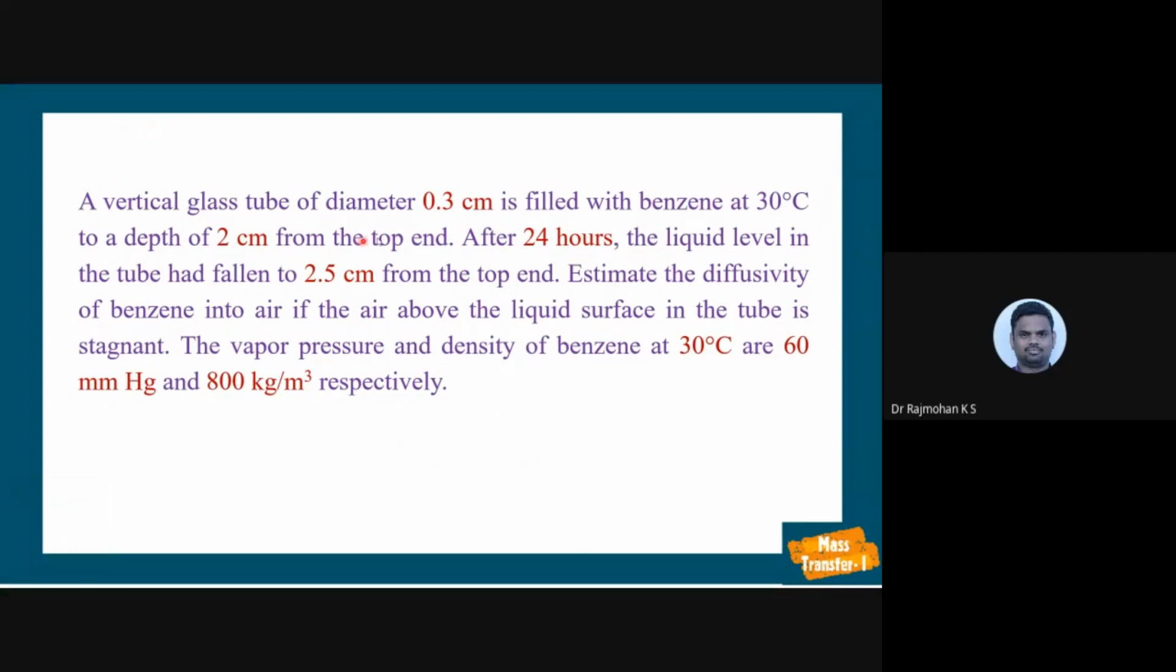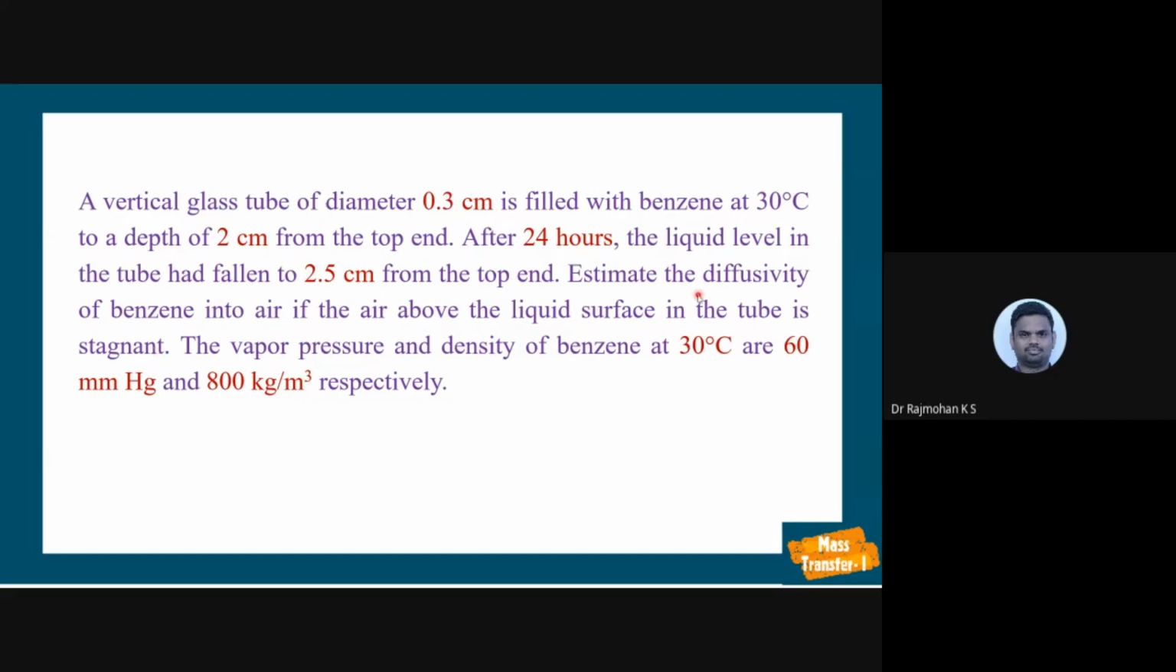A vertical glass tube of diameter 0.3 centimeters. We can start writing the given data. Diameter of the tube is given 0.3 centimeters. It is filled with benzene at 30 degrees Celsius to a depth of 2 centimeters from the top end. After 24 hours, the liquid level in the tube has fallen to 2.5 centimeters. You can see half centimeter, it takes 1 day from the top end. Estimate the diffusivity of benzene into air if the air above the liquid surface in the tube is stagnant.